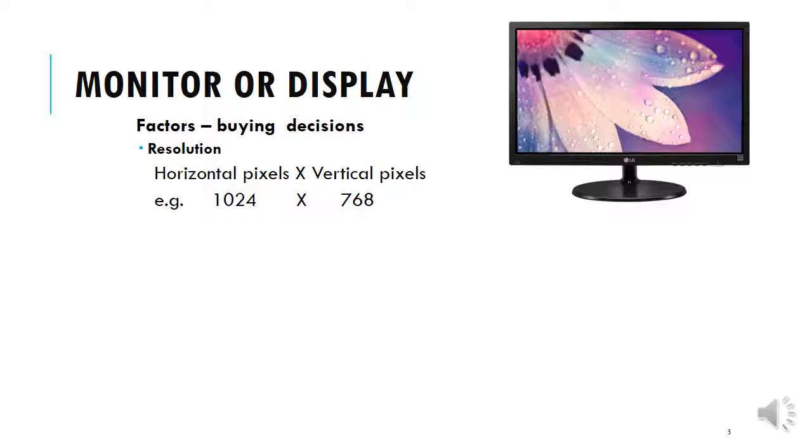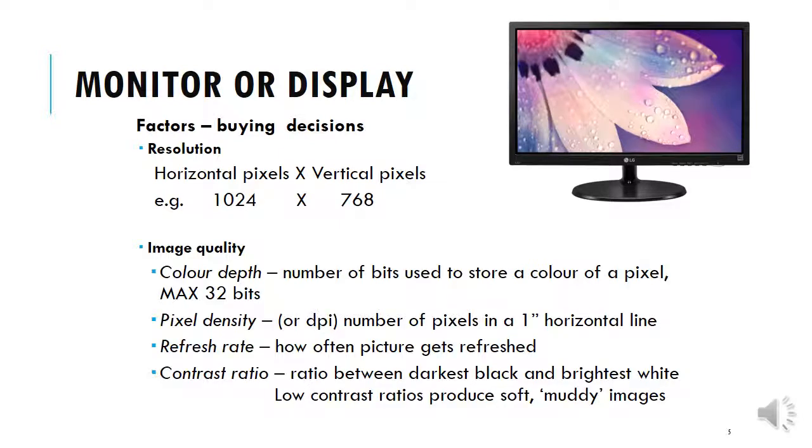So here are the factors for when you want to buy a display. What should you look at? First of all, the resolution. That is the horizontal pixels times the vertical pixels. The higher the resolution, the clearer the screen will be. Also, image quality. The color depth, that is the number of bits used to store a color of 1 pixel. The maximum is 32 bits currently.